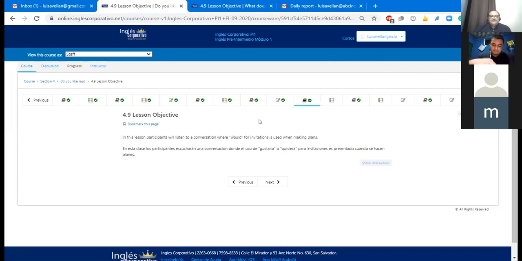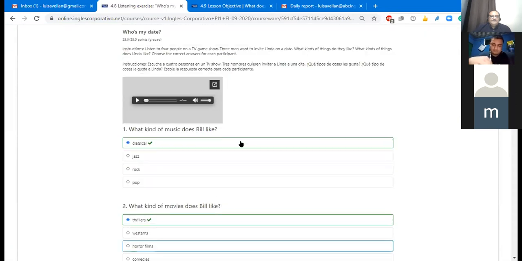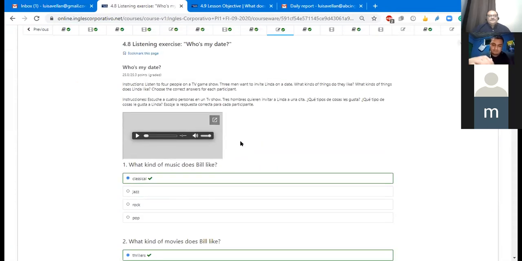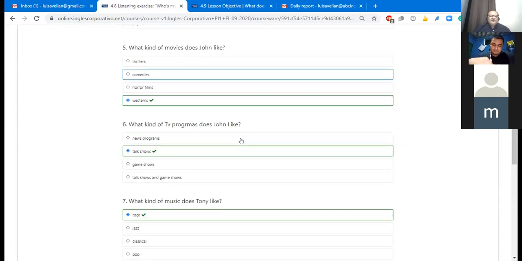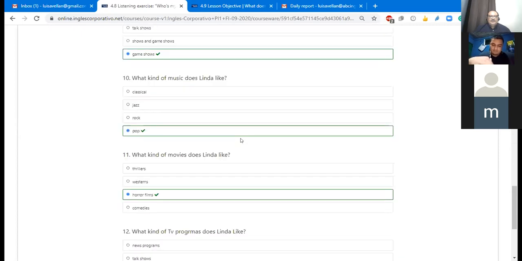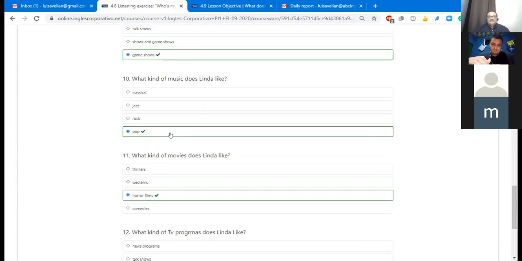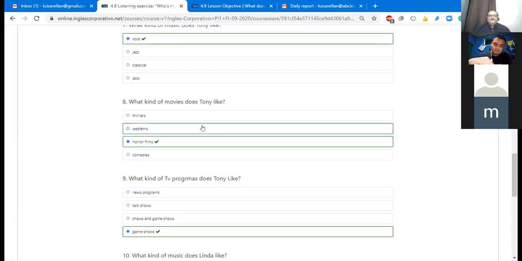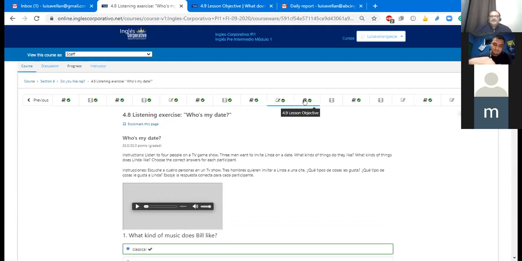So this is where we stopped yesterday. We were listening to the four people on a TV show game, Say Who's My Date. Remember, we were talking about Bill, what he likes, what he doesn't like. We were talking about Tony, okay? And we were also talking about Linda, okay? So these were the four people, and they expressed the things that they liked and the things that they didn't like, okay? So we have been practicing so far do, does, don't, doesn't.